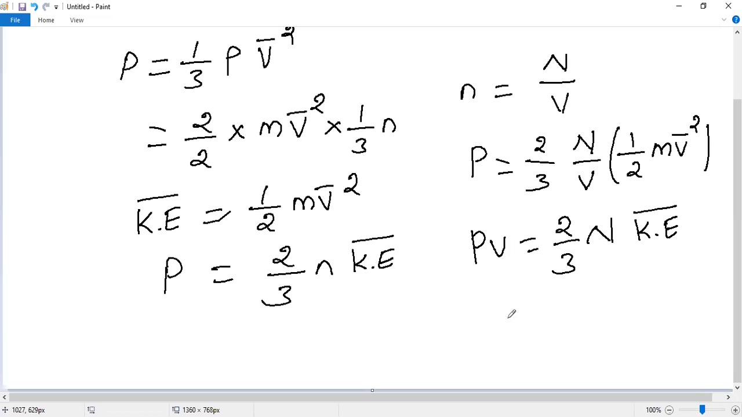In the rho formula also, relating to density rho, pressure equals 1 by 3 rho v bar square. So in this term also I am rewriting: P equals 2 by 3 into 1 by 2 rho v bar square.